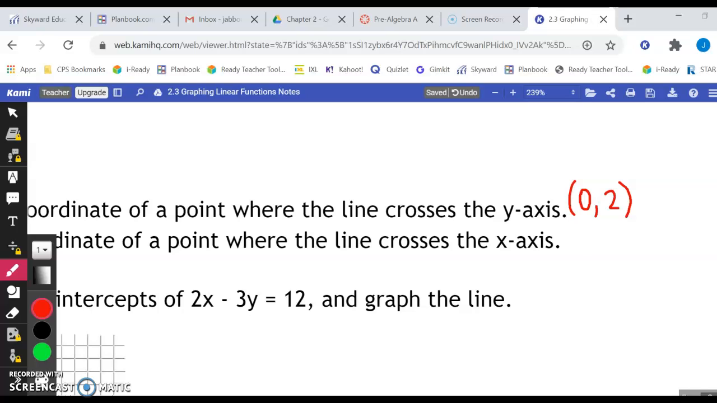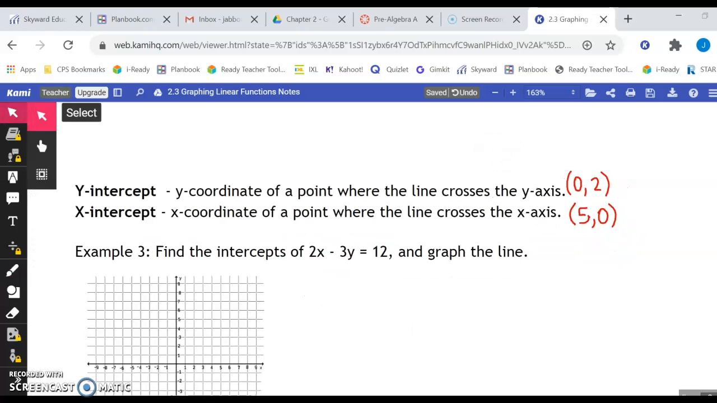For the x-intercept, if we thought about a line, maybe we have to go over 5, but then we're not going to go up or down anything. We're going to sit on that x-axis. So our x part of that ordered pair would be our x-intercept. In that case, it would be 5. So what I want you to notice is that when we are finding the y-intercept, our x is 0, and when we're finding the x-intercept, our y is 0. So opposite letter is 0.